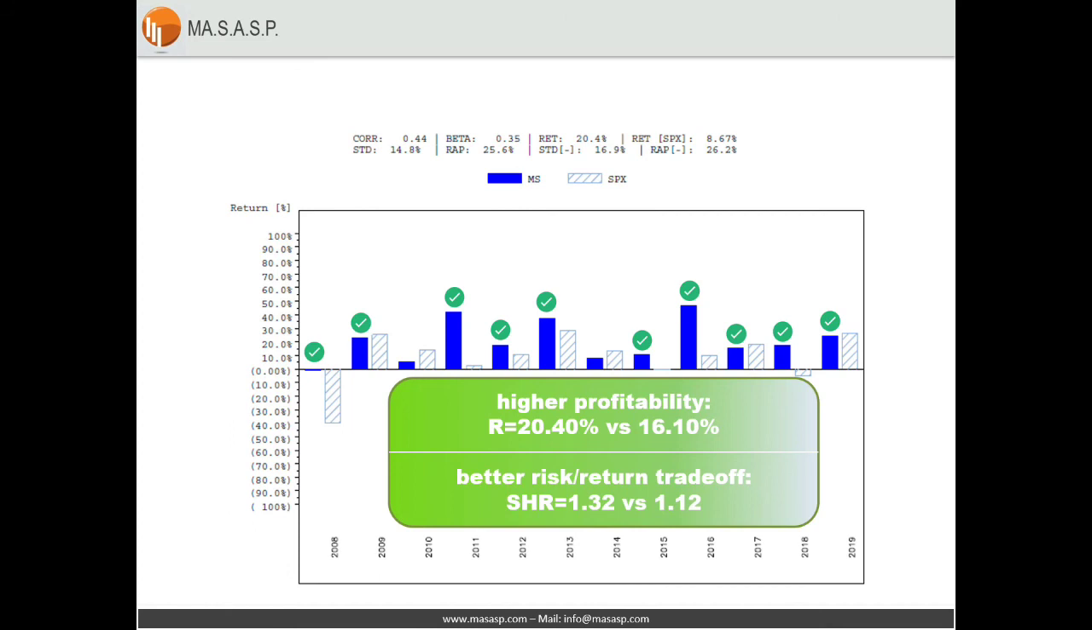Last but not least, even though this portfolio contains the benchmark, its correlation with the benchmark is low. In fact, its beta reads 0.35. We will have a thorough look at this portfolio in the next video, which will deal with the key information document.